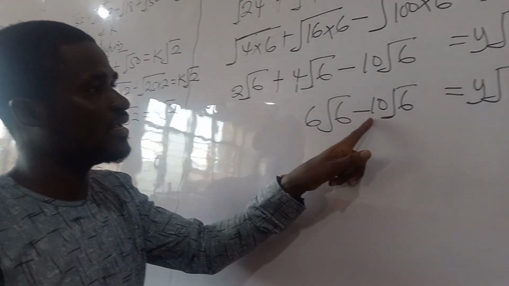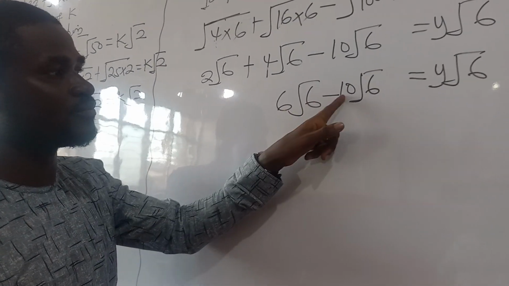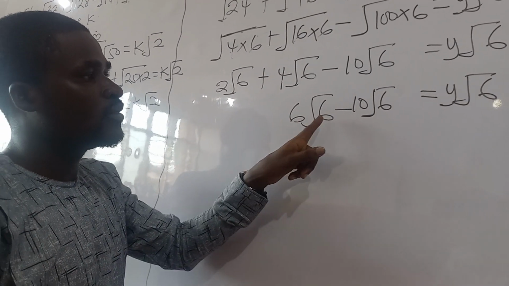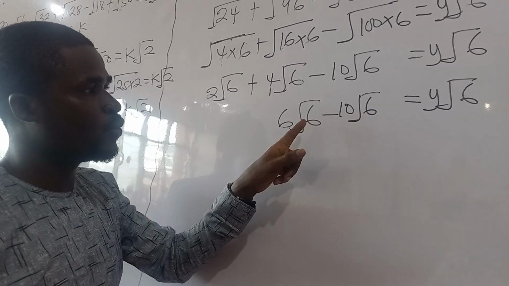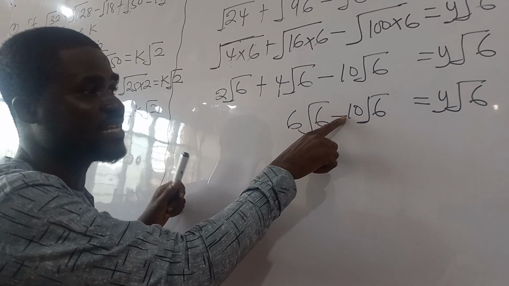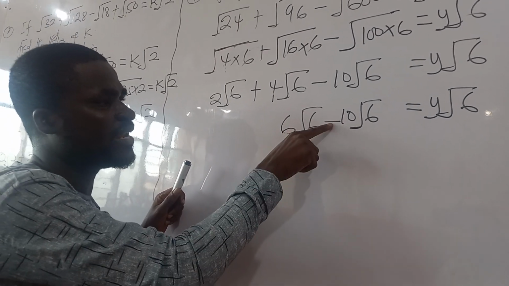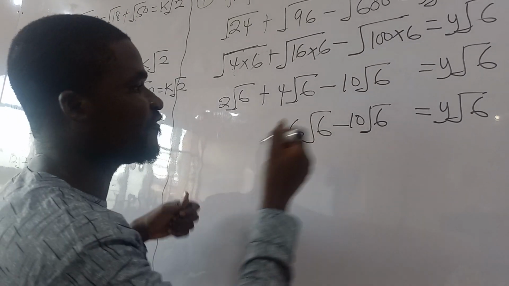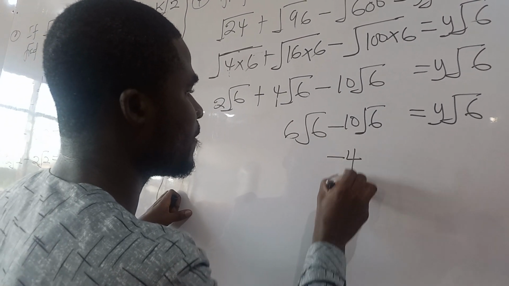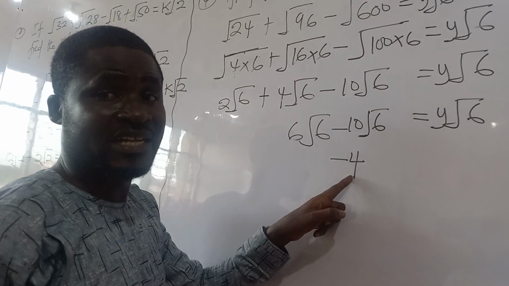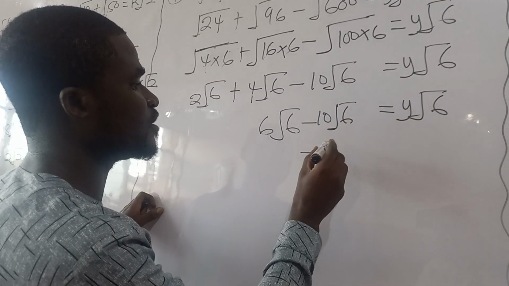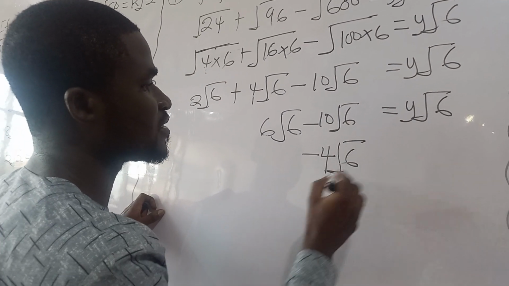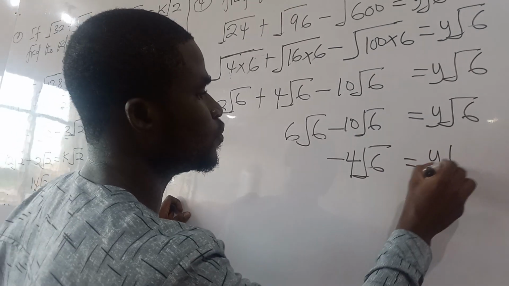Now, let's add this and this. They are alike. We can subtract them. So here is negative. 6 minus 10 will give us what? Negative 4. Because 6 minus 10 will give us negative 4. Then you pick one of the square roots. 6 equals y root 6.